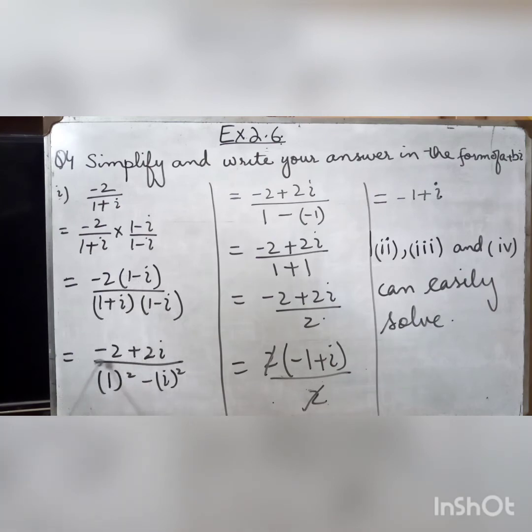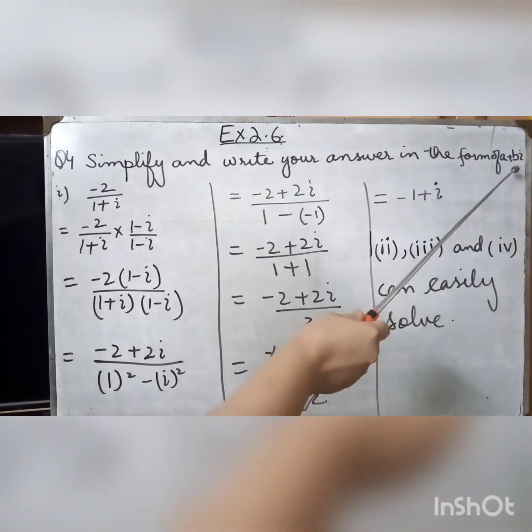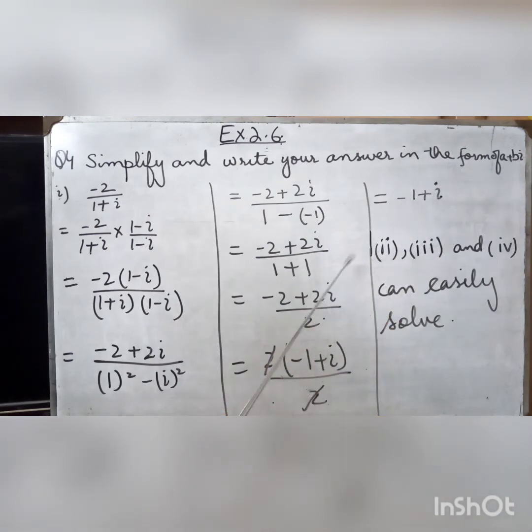Now simplify them. We have minus 2 plus 2 iota over, by the difference of two squares, 1 whole square minus iota whole square. Minus 2 plus 2 iota over 1 minus iota square, and iota square is equal to minus 1. So we have minus 2 plus 2 iota divided by 2. Take the common 2 from the numerator, then cancel 2 with its denominator. So the answer is minus 1 plus iota, which is in the form of a plus b iota. Therefore, part 2, 3 and 4 can easily be solved.